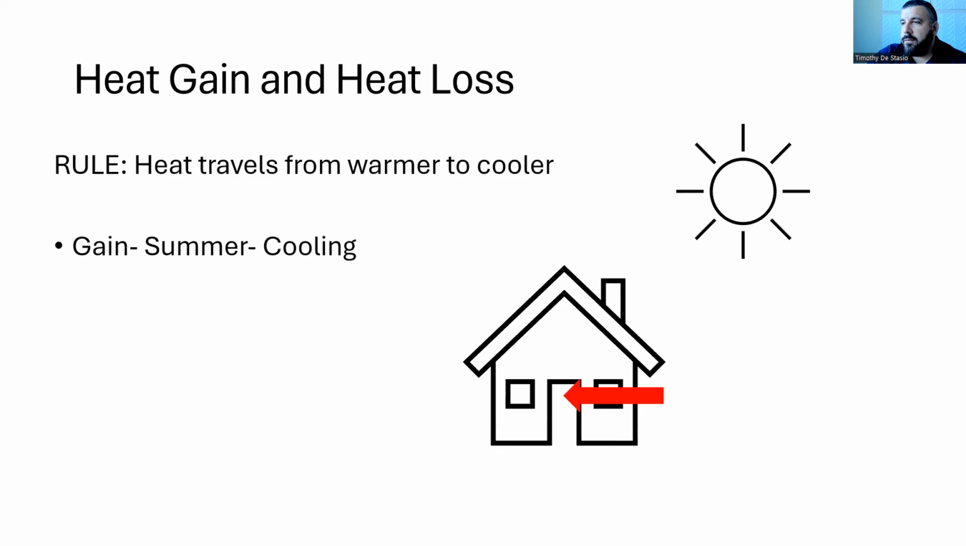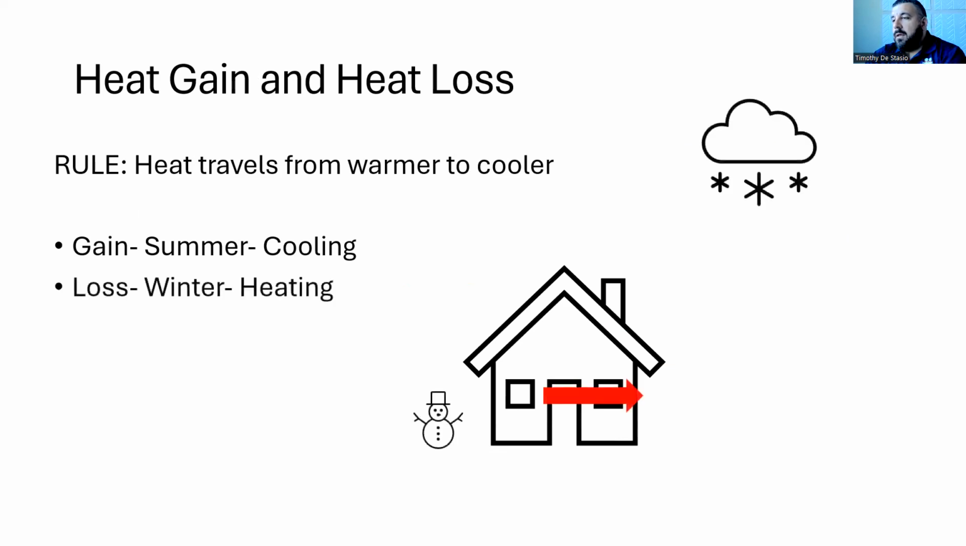Heat gain and heat loss, the cardinal rule, it's one of the laws of thermodynamics, is that heat travels from warmer to cooler. So when we talk about heat gain, we're talking about heat trying to get from the outside to the inside. Heat loss happens in the winter because it's warmer inside than it is outside. So we would have heat loss going to the outside. In both cases, heat is traveling from warmer to cooler, less cool to more cool, less cold to more cold. Just whatever that relationship is, heat is always going to travel from where there's more heat to where there's less heat. And that is just the universe trying to find balance.